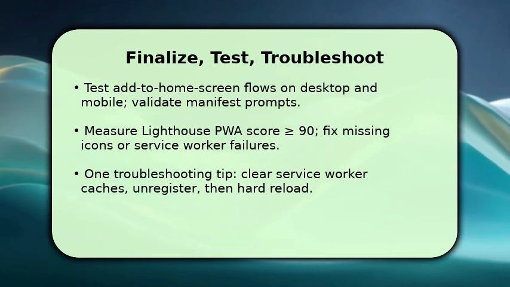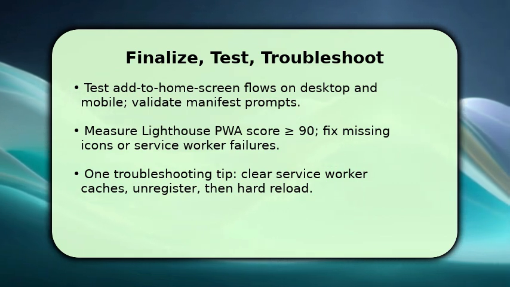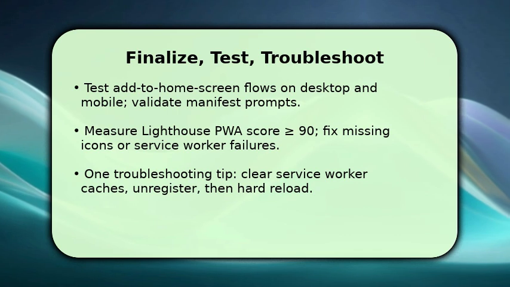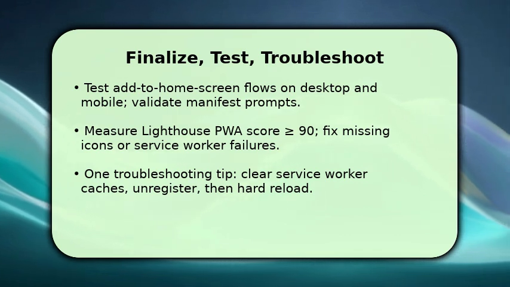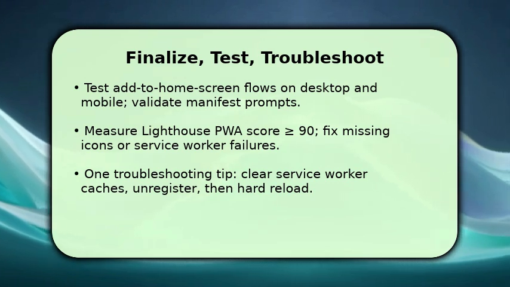Deploy a versioned cache naming scheme to simplify updates, then monitor for uncaught fetch failures and CORS issues. If something breaks, clear the site data, unregister the service worker, and hard reload. This resets caches and reveals the root error quickly.